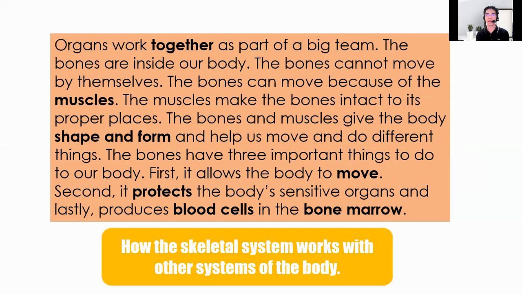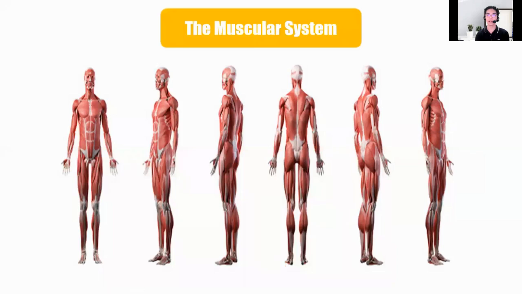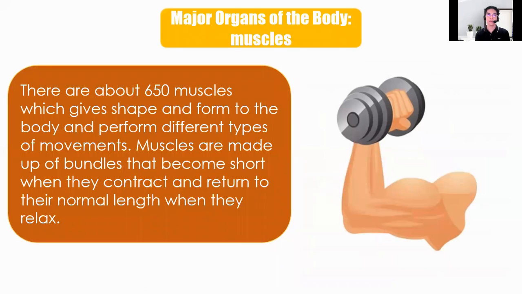The bones have three important things to do for our body. First, they allow the body to move. Second, they protect the body's sensitive organs, and lastly, they produce blood cells in the bone marrow. The muscular system. There are about 650 muscles which give shape and form to the body and perform different types of movements. Muscles are made up of bundles that become short when they contract and return to their normal length when they relax.